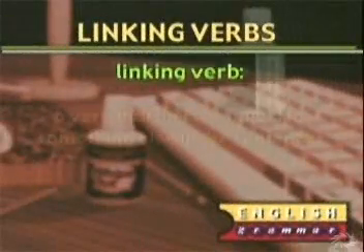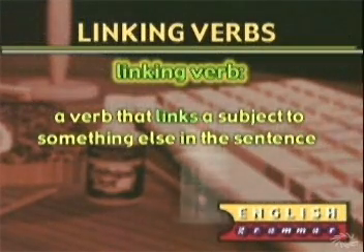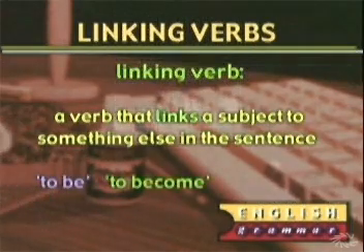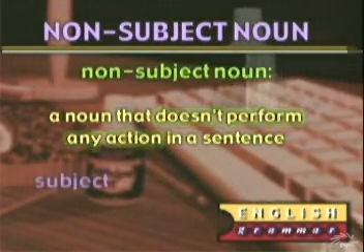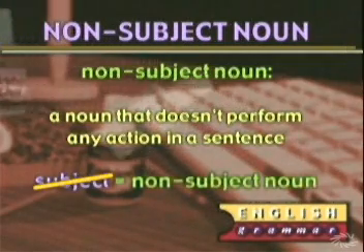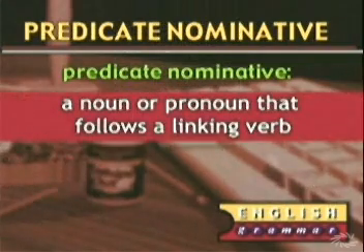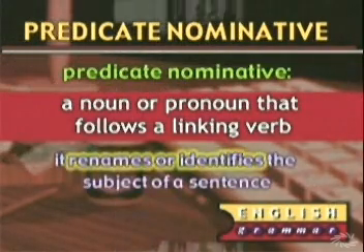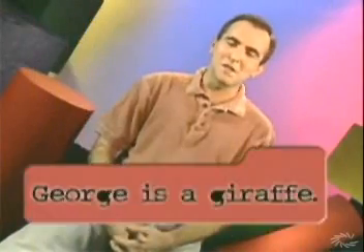Hey, settle. We'll take each term one at a time. Linking verb. This is a verb that just sort of is. It links a subject to something else in the sentence. Common linking verbs are to be, to become, and to remain. Non-subject noun. This is a noun in the sentence that doesn't perform any action. That means it's not the subject, so it's the non-subject noun. A predicate nominative is a noun or pronoun that follows a linking verb and renames or identifies the subject of the sentence. Let's see how all this fits in with our sentence.